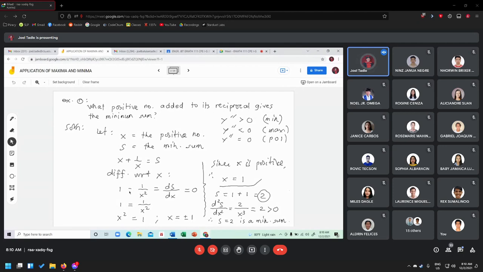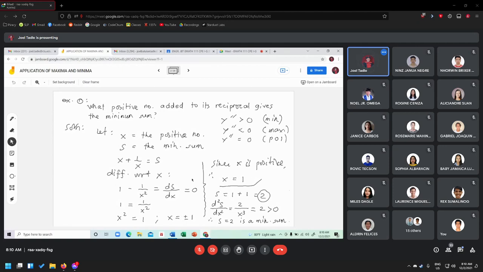So we transpose the negative 1 over x squared. So, we have 1 equals 1 over x squared. Then, cross multiply. x squared equals 1. Then, solve for x. Take square root on both sides. So you have x equals plus and minus 1. Do you get it? Hello guys, do you get it? Sophia? Yes, sir. Okay, good.